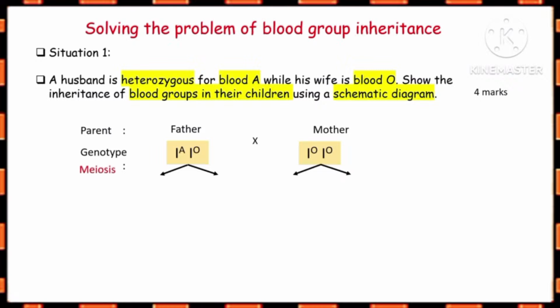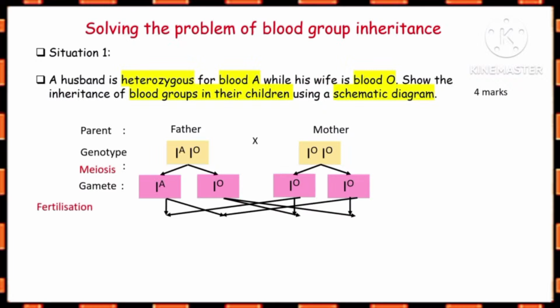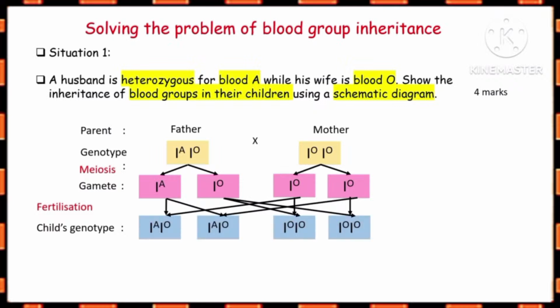After that, through meiosis, you will get the gametes. These are the gametes, and through fertilization, you will get the genotype for the child. So these are the genotypes for the child. After that, you have to list the phenotype of the child. So what are the phenotypes of the child? Two of them are blood A and another two are blood O or type O. How about the ratio? The ratio is 1 to 1.